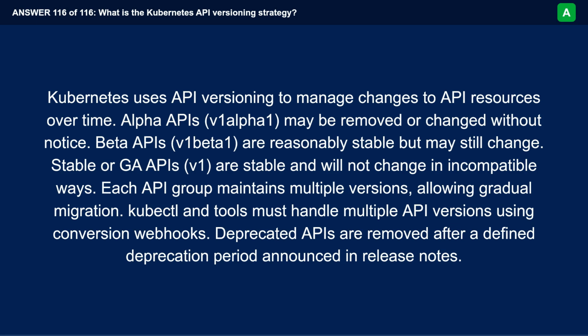Each API group maintains multiple versions, allowing gradual migration. Kubectl and tools must handle multiple API versions using conversion webhooks. Deprecated APIs are removed after a defined deprecation period, announced in release notes.